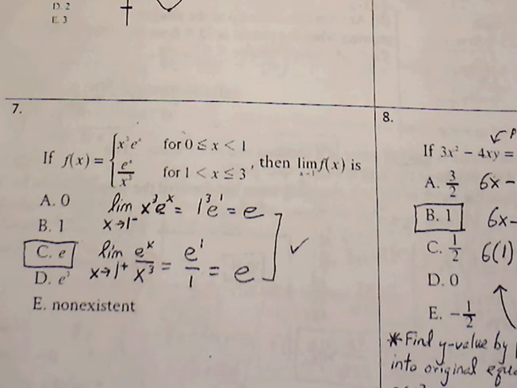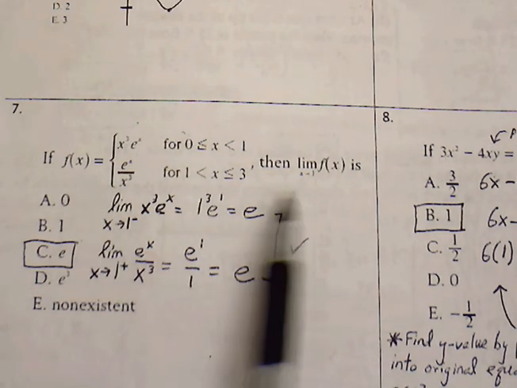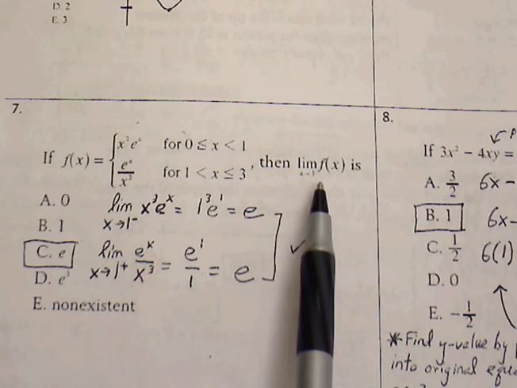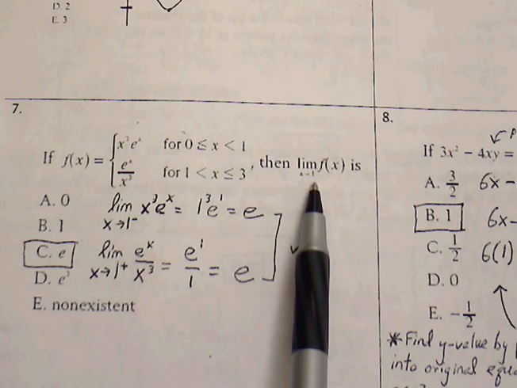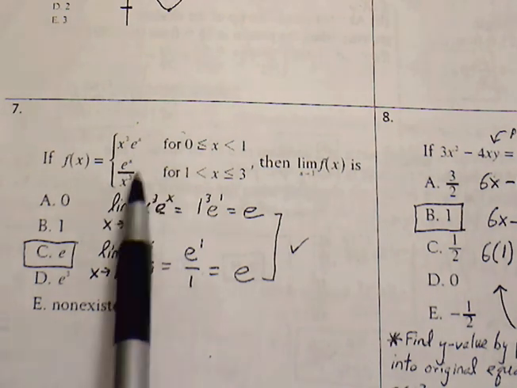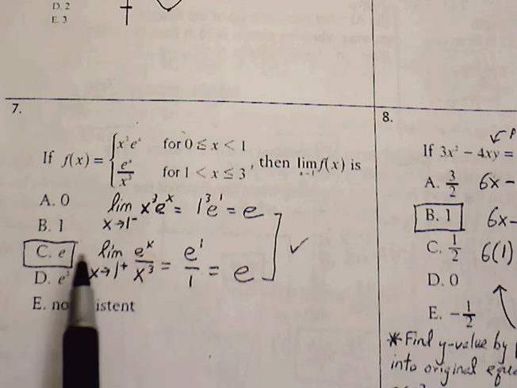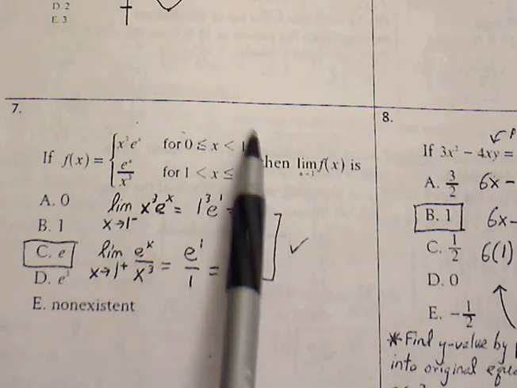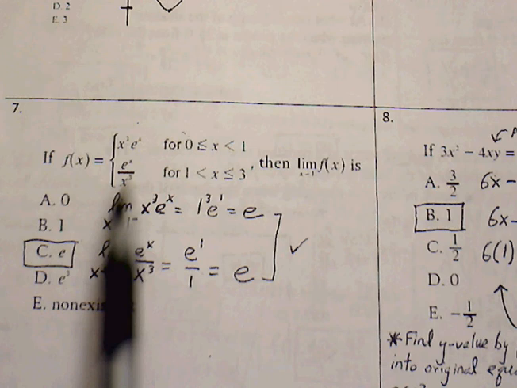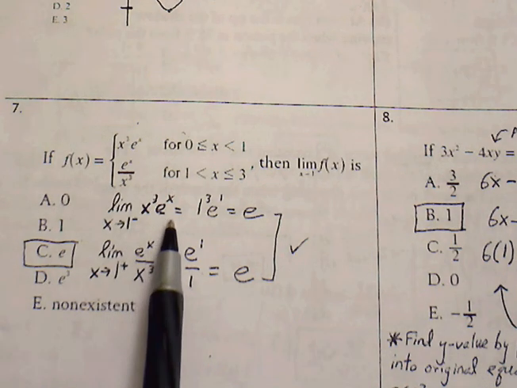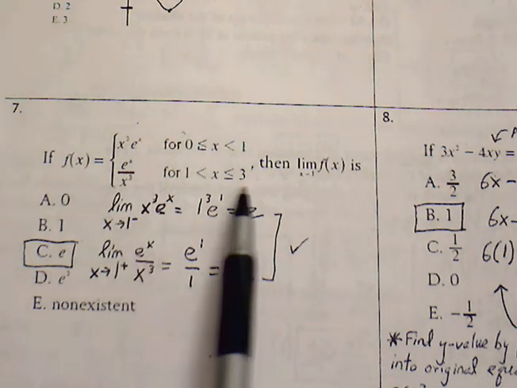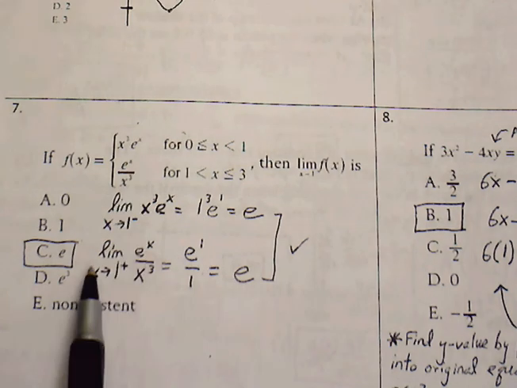Okay, number 7. We have a piecewise function, and we want to find the limit as x approaches 1. So let's find the limit as x approaches 1 for both of these branches and see if they agree. The limit as x approaches 1 from the left side will be x cubed times e to the x. The limit as x approaches 1 from the right side will be e to the x over x cubed.